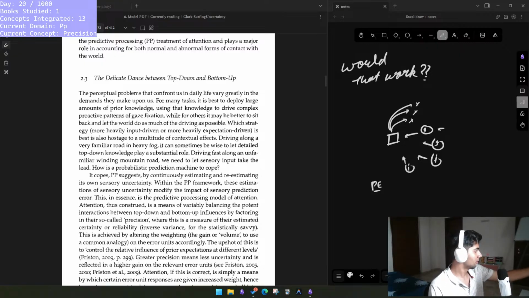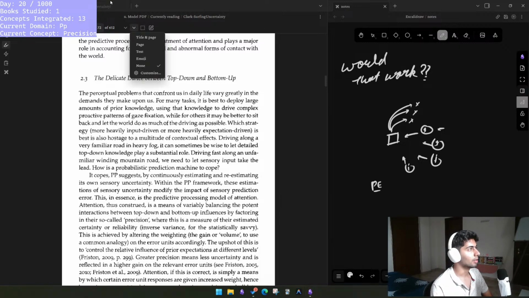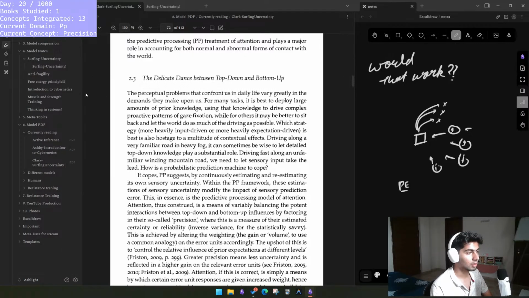You can think of precision as: how much should I trust this prediction error? Not whether there was an error, but how much weight I should assign to it. So which errors deserve attention, and which don't? Your brain calculates a rough idea: this thing should deserve attention, this thing just shouldn't.